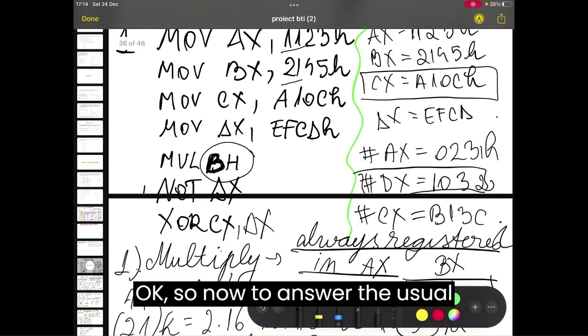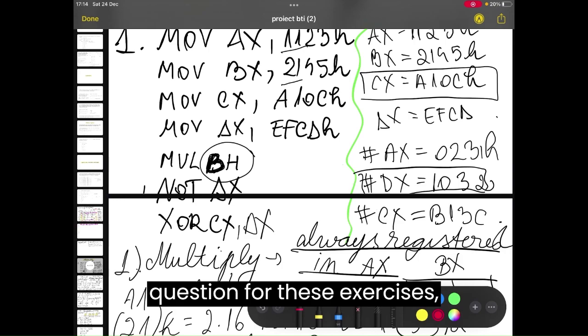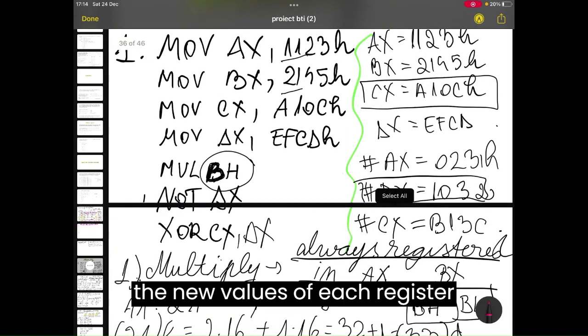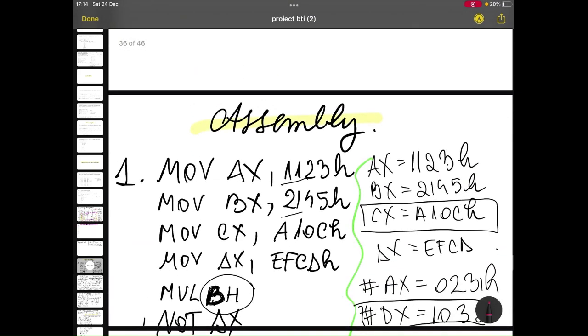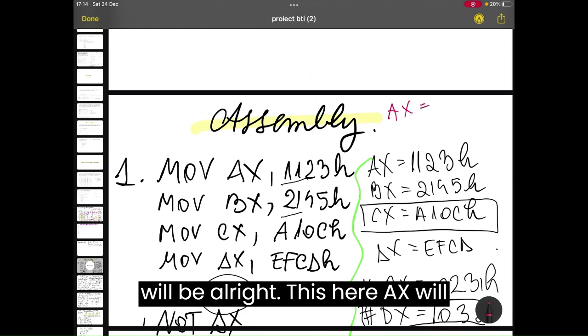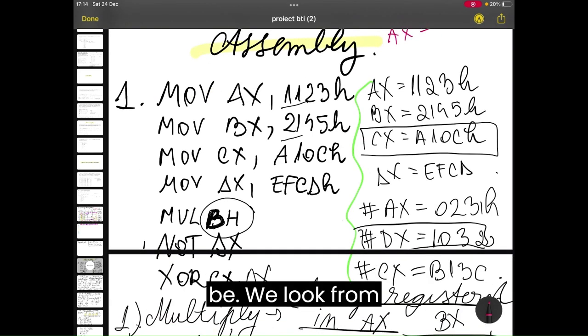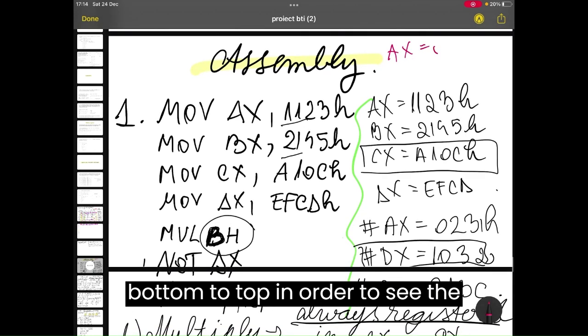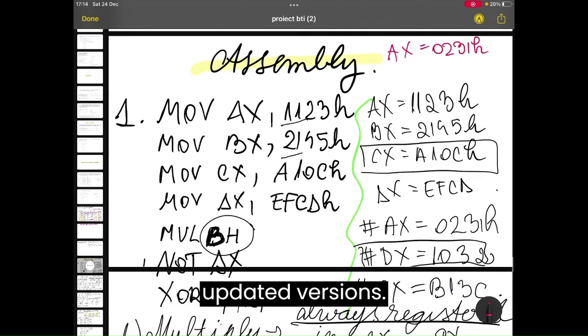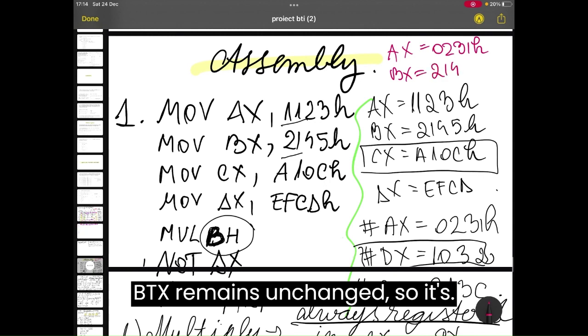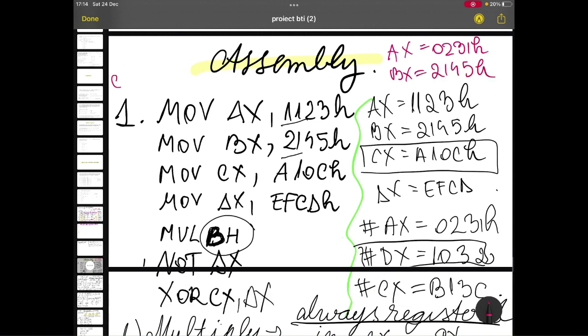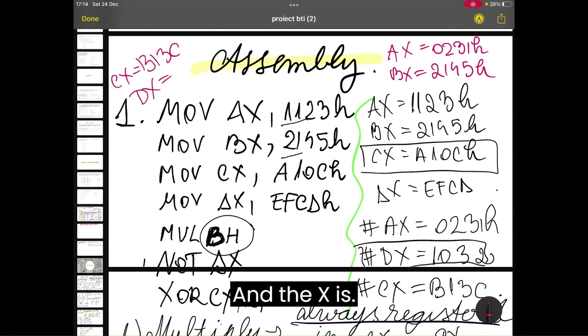Okay, so now to answer the usual question for these exercises, the new values of each register will be, I will write this here, AX will be, we look from bottom to top in order to see the updated versions. BX remains unchanged. CX is B13C, and DX is 1032, everything in hex.